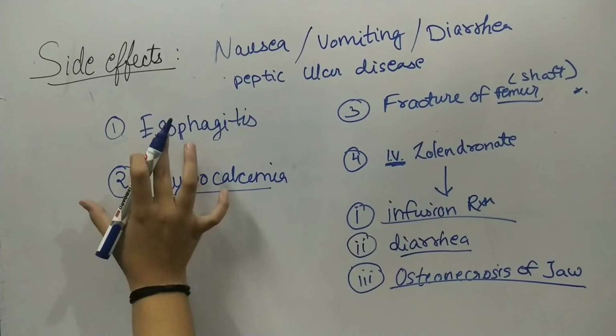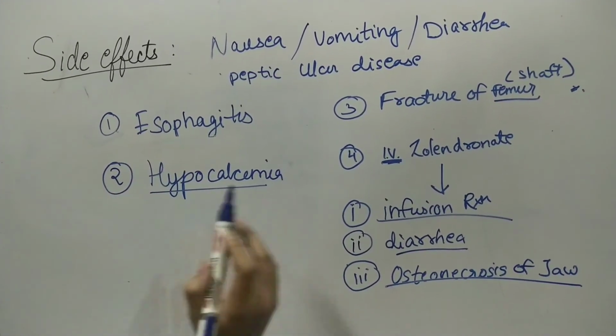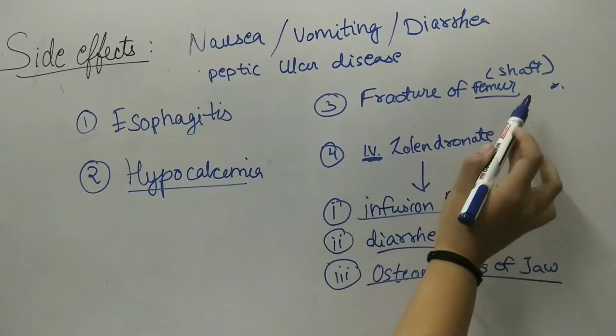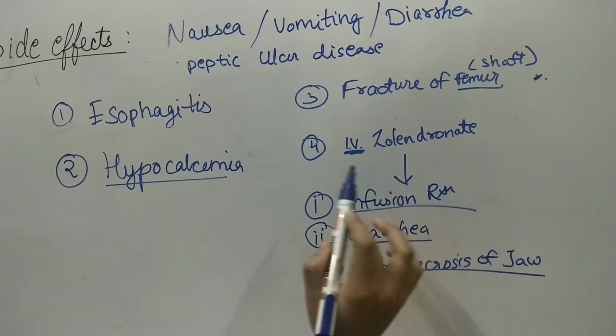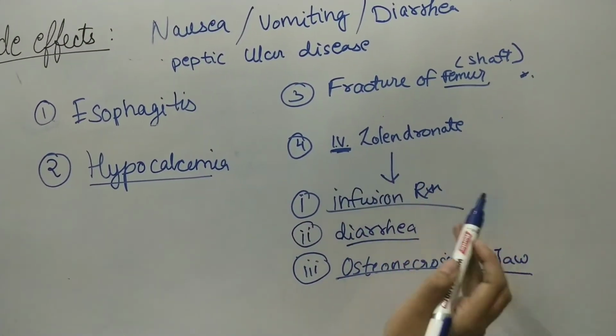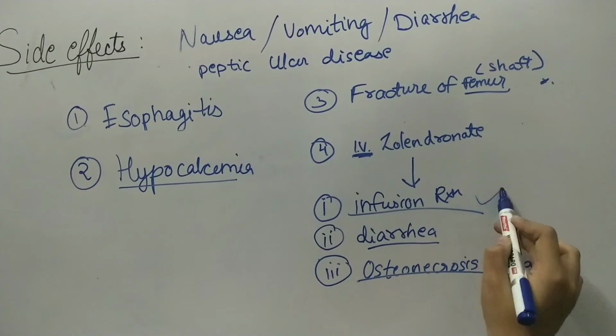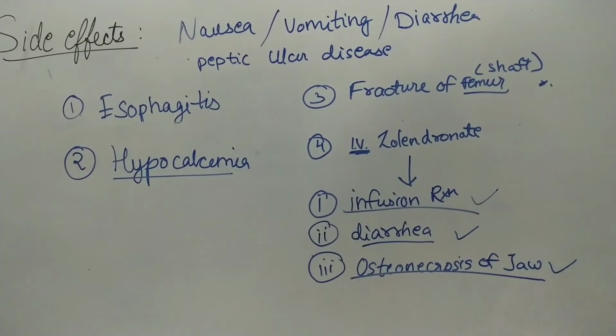Okay, so now you have to remember esophagitis, hypocalcemia, fracture of the femur, especially the shaft of the femur, and the fourth one is IV zoledronate: infusion reaction, diarrhea and osteonecrosis of the jaw.